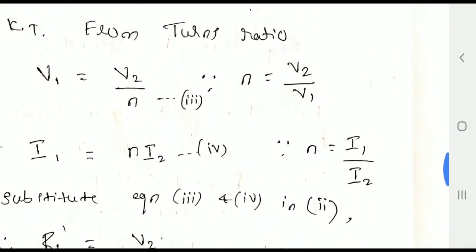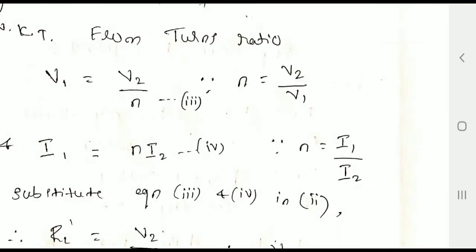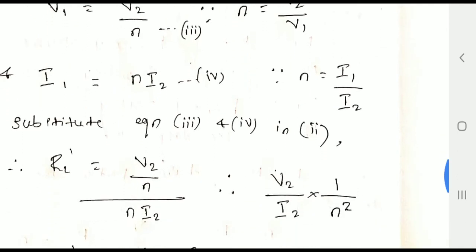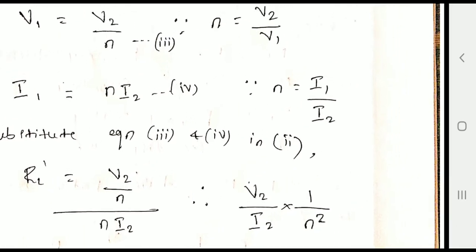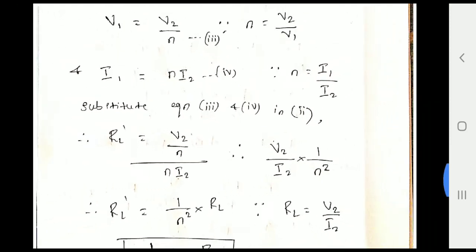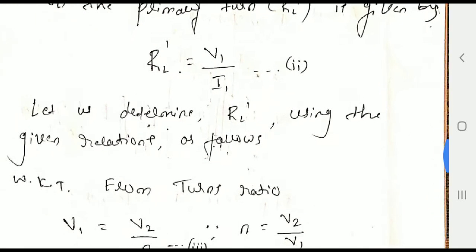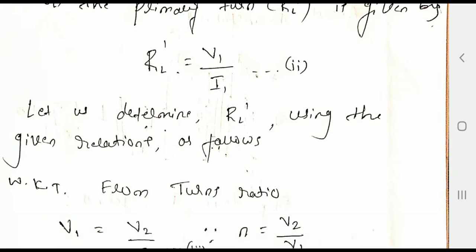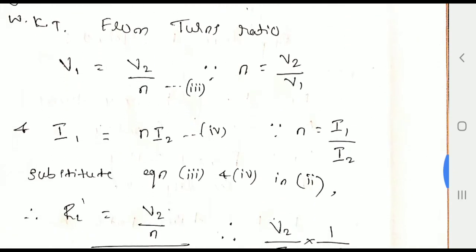You know that V1 equals V2 by n, because n equals V2 by V1. Similarly, I1 equals n into I2, because n equals I1 by I2. Now substitute equations 3 and 4 in equation 2. This is equation 2 here. So in this equation, I am going to substitute 3 and 4. So what will I get?